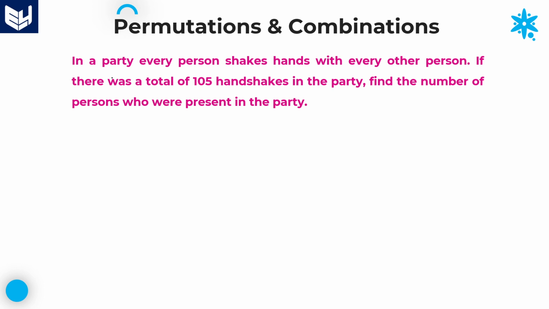See here. In a party, every person shakes hands with every other person. If there was a total of 105 handshakes in the party, then find the number of persons who were present in the party. Let us consider that there are n members or n persons in the party.